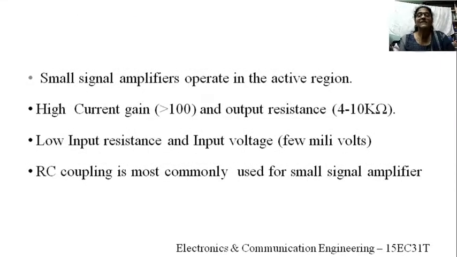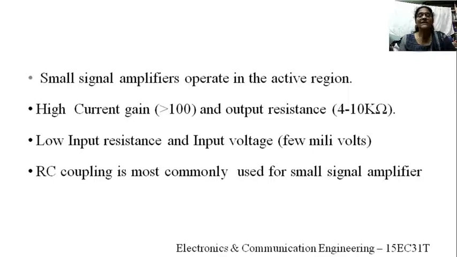Next, small signal amplifiers operate in the active region. The transistor output characteristics have three regions: active, saturation and cutoff. If the transistor is used as a switch, we use the saturation and cutoff regions. But for amplifiers, the transistor operates in the active region only.